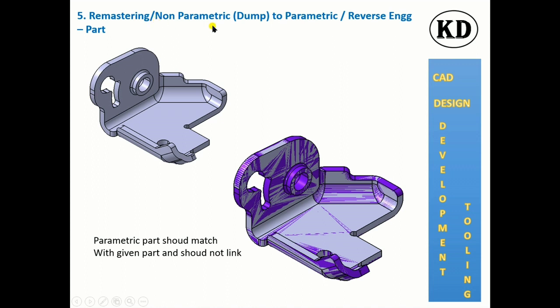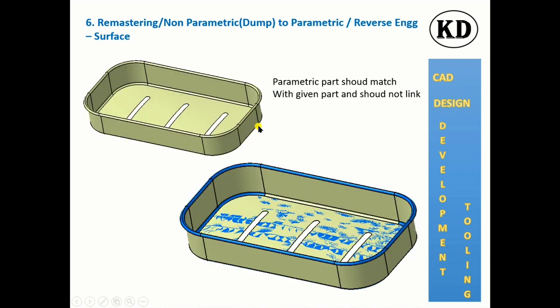And next one is remastering. They give you the dumb model where we have no specification tree or proper parametrics. You have to make parametric parts from the given dumb parts. You have to give an axis system, measure each and every dimension from the dumb parts, and by boolean operations, by adding or removing or untrimming the bodies, you have to make your parametric parts the same as the given parts.